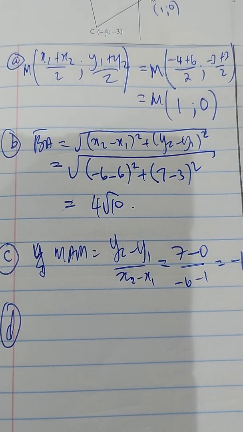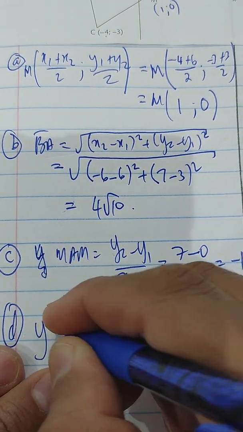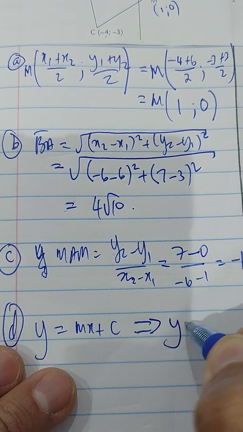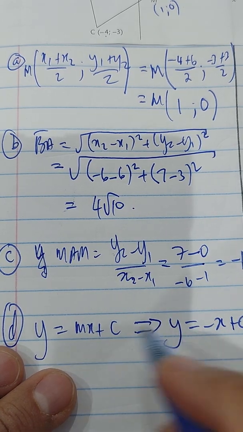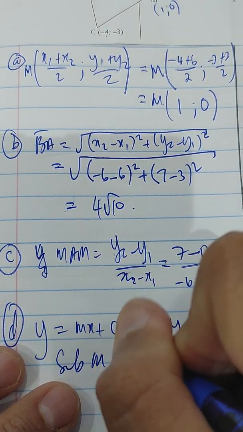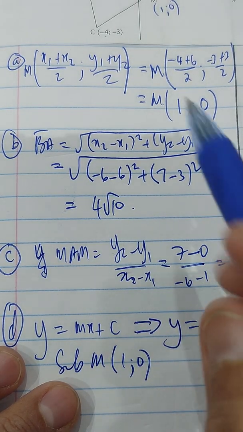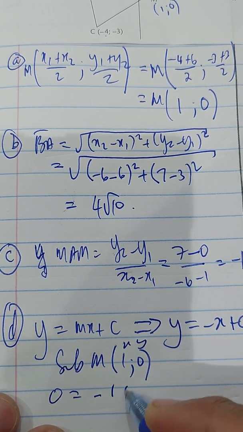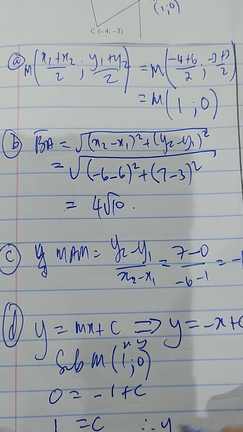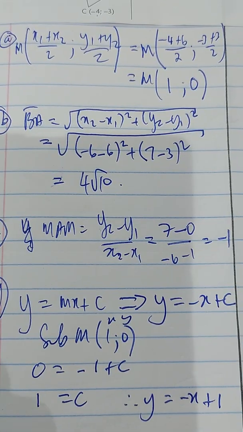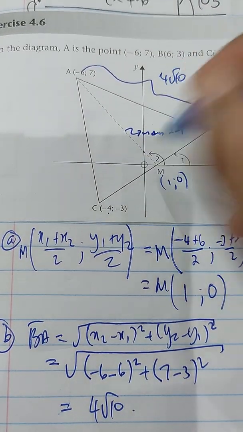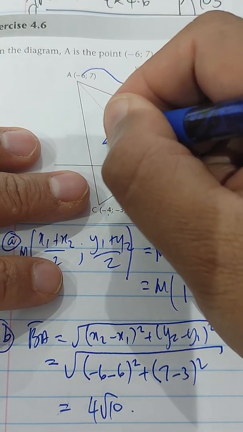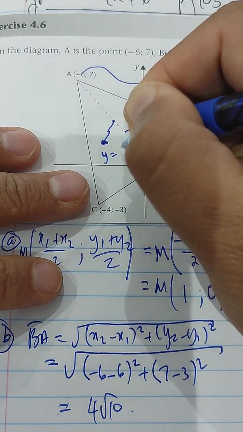Okay, let's look at D. In D, they want you to calculate the equation of AM. So y is equal to mx plus c. But we know the gradient of AM is -1, which implies that y is equal to -x plus c. Did I have to write this? No. So of course we substitute the point lying on this graph, which is M, (1, 0). I could have substituted (-6, 7). It's no problem, because both of those points lie on the graph. So c is 1, therefore y is equal to -x plus 1. Does that make sense? Yes, as you can see, it's approximately there, your y-intercept, which is your c value, which is 1. So the equation of this graph is y is equal to -x plus 1.